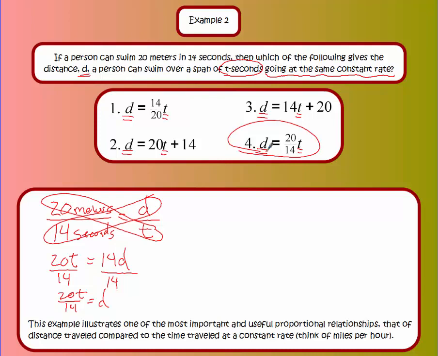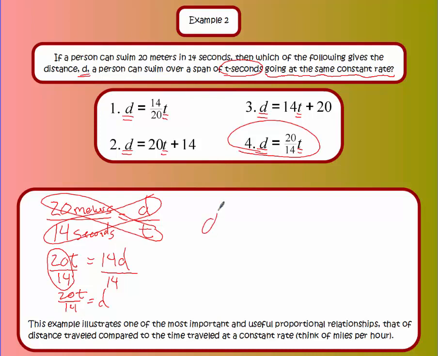Okay, this example is a really important one. It illustrates one of the most important and useful proportional relationships. It's the distance traveled compared to time traveled at a constant rate. Think of miles per hour. Countless times you will use this in real world applications with miles per hour. How fast is someone going, the speed at which someone's going, that kind of stuff. It's always miles per hour, and it's always the distance equals, this is what we would call the rate, this 20 over 14, times time.